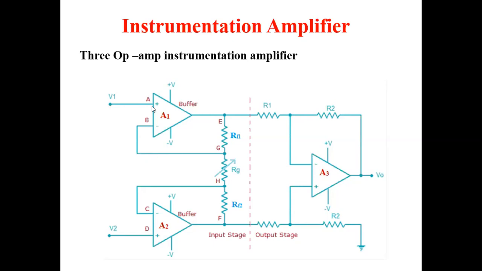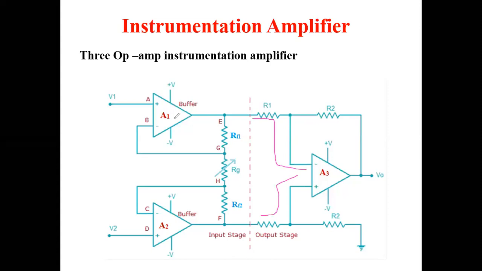See, the input is given to the plus terminal, and here the input is also given to the plus terminal. Therefore, at the input stage, we are using two non-inverting amplifiers. And coming to the output stage, which is a differential amplifier. See, this is the minus, and this is plus.